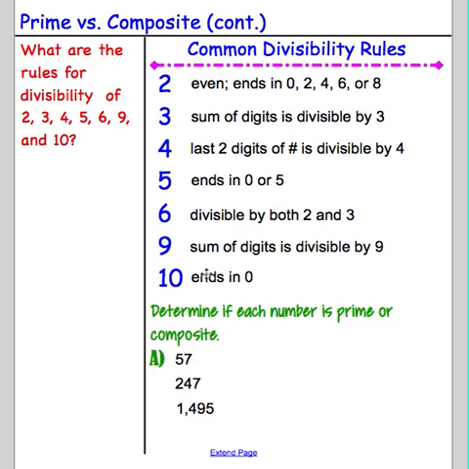So I want to take a look at these 3 numbers I have down here. I have 57, I have 247, and I have 1495. 57, a lot of people want to say is prime, but if you actually take the 5 and the 7 and you add them together, 5 plus 7 is 12. 12 is divisible by 3. So therefore, this is composite.